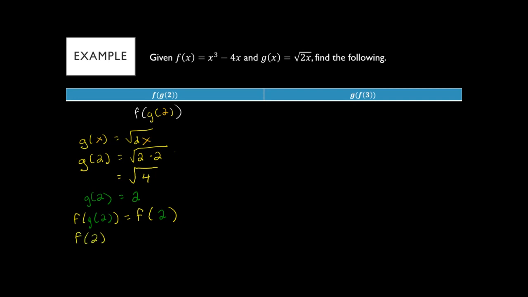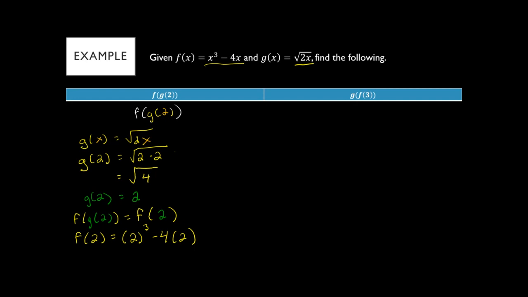So f of 2, we're plugging in to f of x. So f of x here is x cubed minus 4x. So I'm replacing the x with 2, so 2 cubed minus 4 times 2. So we're using these functions on the top. And so if you ever have a problem like this, they're going to give you your values for f and g. Specifically, they're giving us the numbers to plug in.